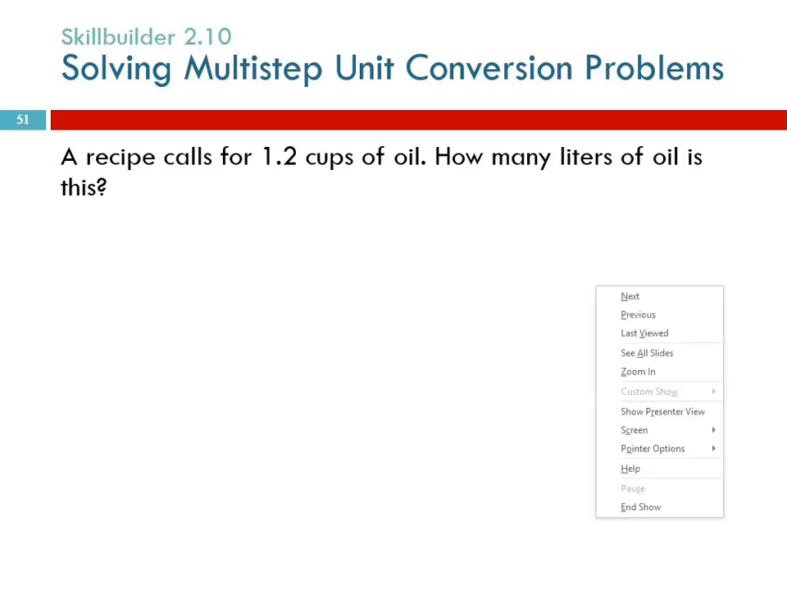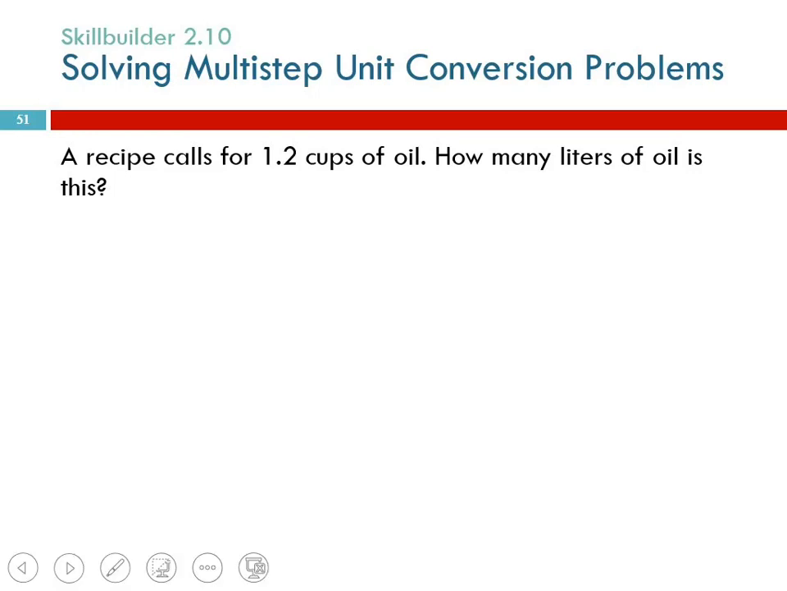Here's a problem that might be a little more practical. A recipe calls for 1.2 cups of oil. How many liters of oil is this? Well, what are we starting with? What unit are we starting with? Cups. So we're starting with cups, and we're going to what? Liters. What's the relationship between cups and liters?